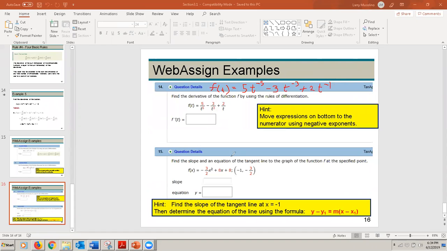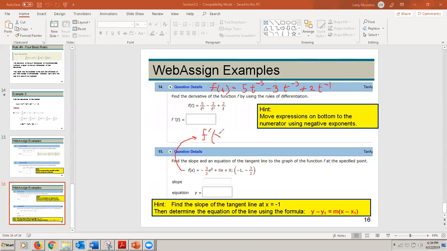All right, let's go down to number 15. Number 15 says find the slope and then find the equation of the tangent line to the function at the given point. All right, well, here's what we're going to do. First, we're going to find the slope of the tangent line. Well, the derivative function gives you exactly that. The derivative function gives you the slope of the tangent line. So let me go ahead and find the derivative function using the rules we've just talked about.